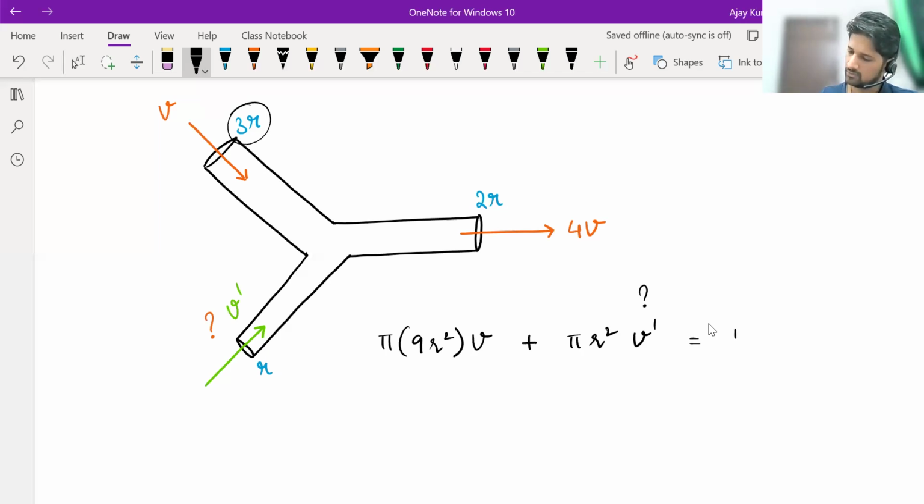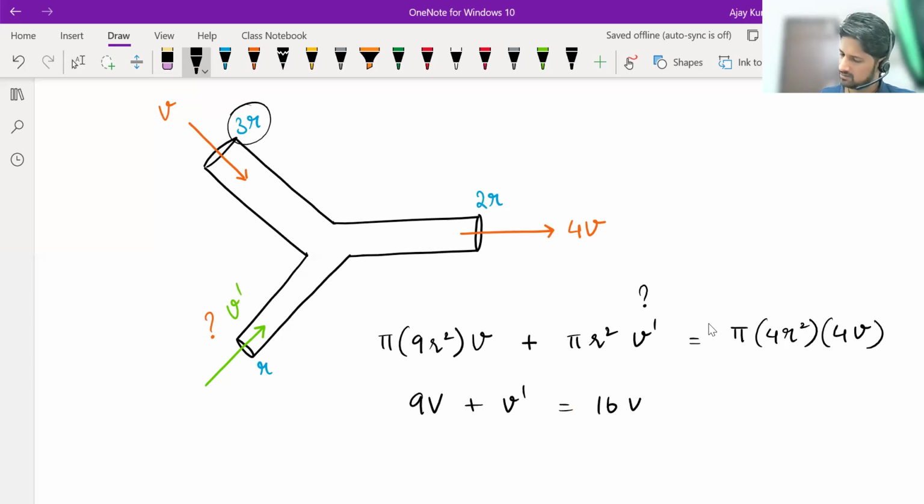Pi into 2r whole square becomes pi into 4r square, and the speed of outflow is 4v. Pi and r square will get cancelled in all terms. So 9v plus v dash is equal to 16v. So v dash becomes 16 minus 9, 7v. Correct. And we got a positive answer.